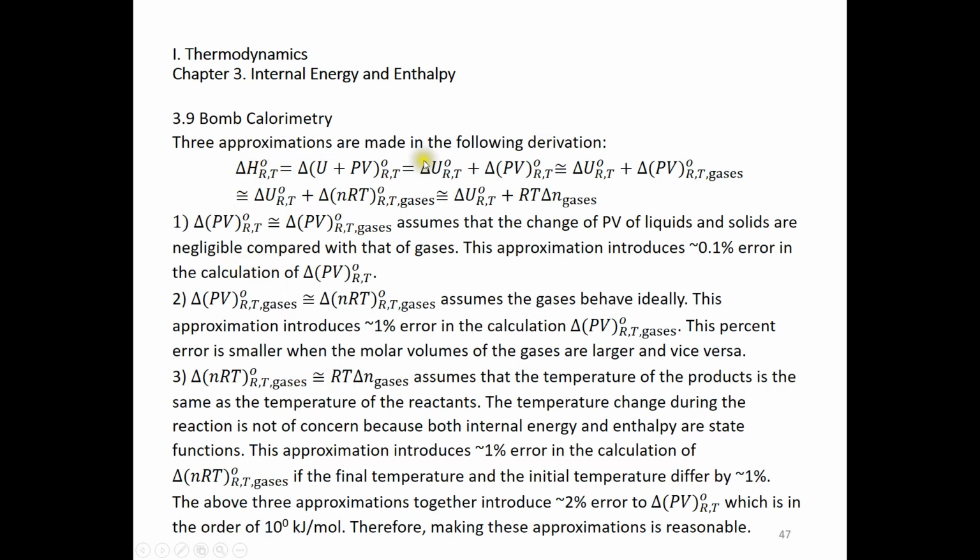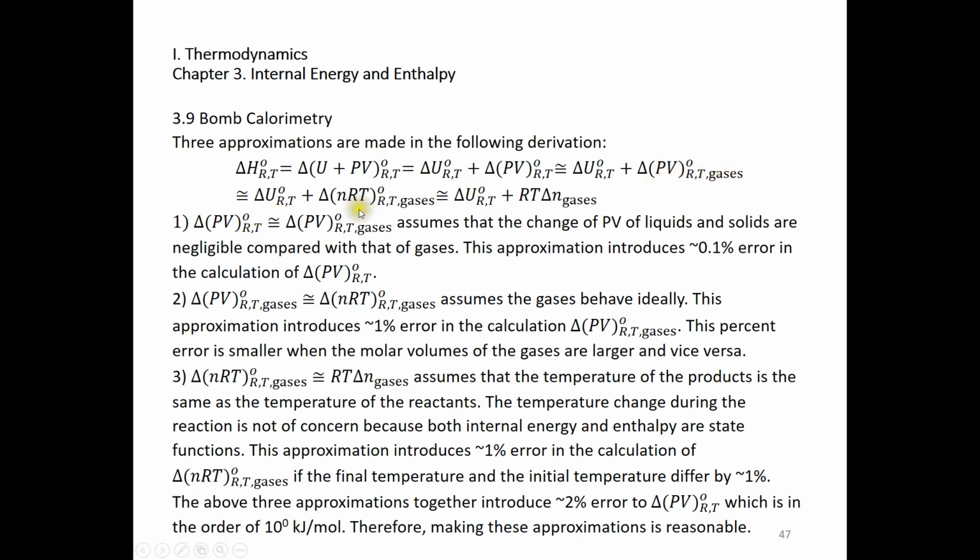Alright, we made 3 approximations in this theoretical derivation. First, H is U plus PV, that's exact. From here to here, it's also an exact mathematical derivation. But from here to here, we're assuming the product PV of a liquid and of a solid is much smaller than those from gases. Again, it's just because the volume of gases is much larger than the volumes of liquids or solids.